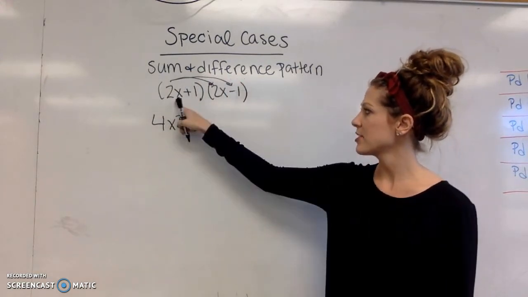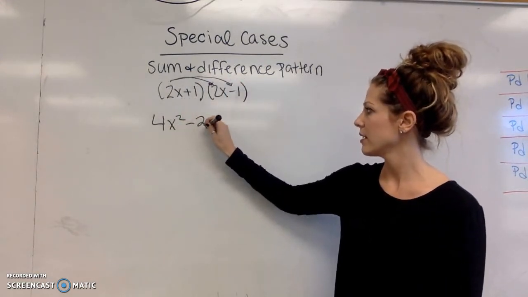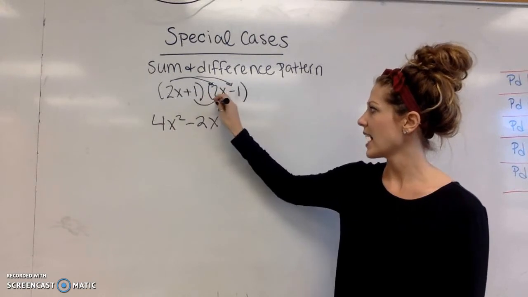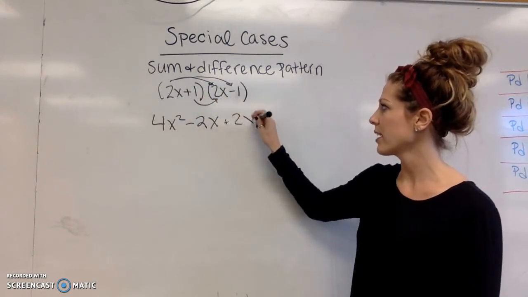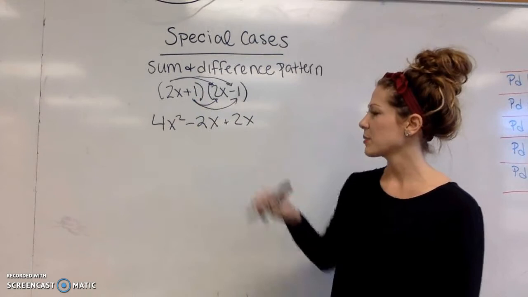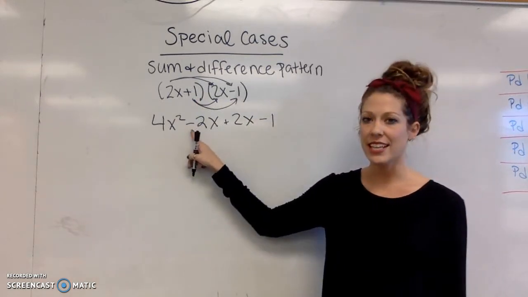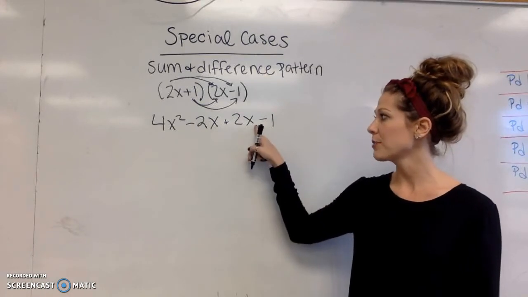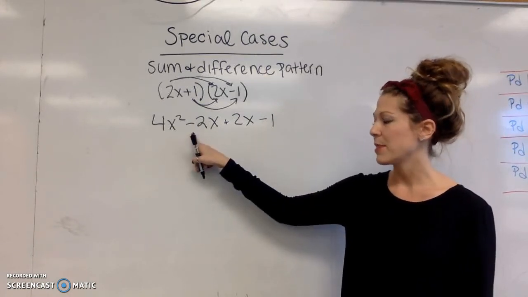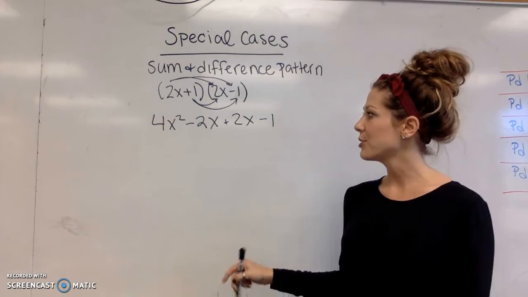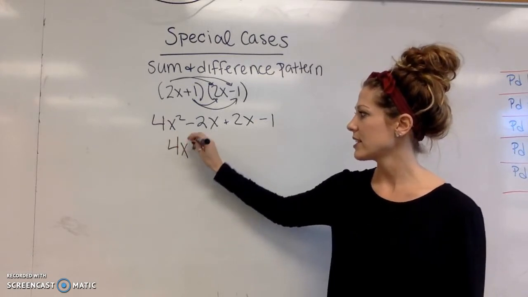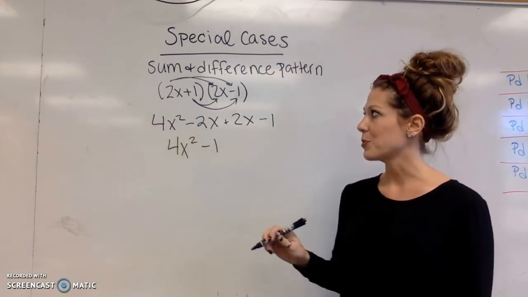Our last terms, 2x times negative 1. Our inside, 1 and 2x gives us 2x. And last, we have 1 times negative 1, which is negative 1. Notice again, just like in the last example, our two middle terms are going to cancel each other out because we have a negative 2x and a positive 2x. So our final answer is 4x squared minus 1.